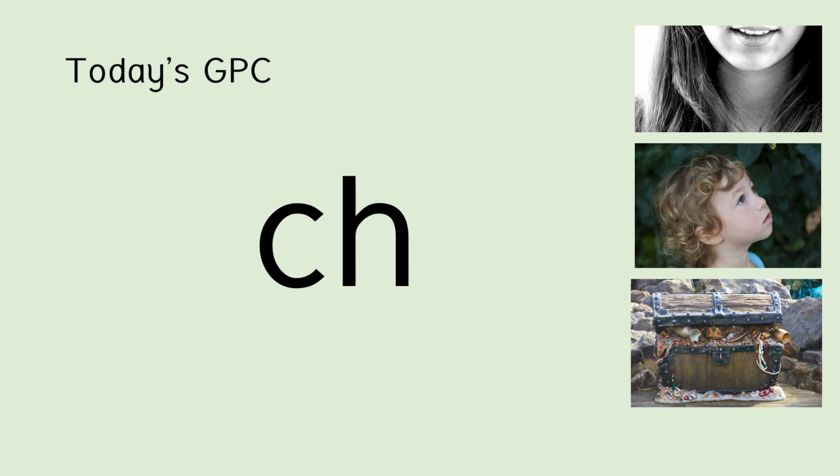So that's the sort of idea behind that. We've got our grapheme on the screen that you can see, making the ch phoneme, and it's made up of the letters C and H. And again, you could ask your child to go through what letters are making our ch grapheme.